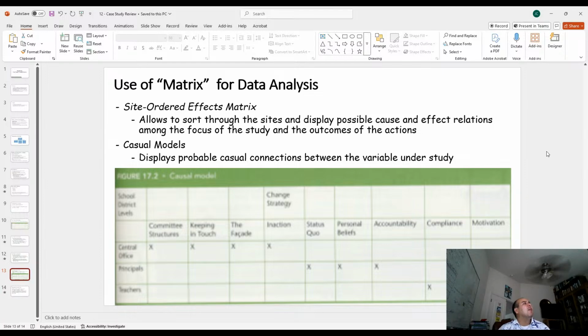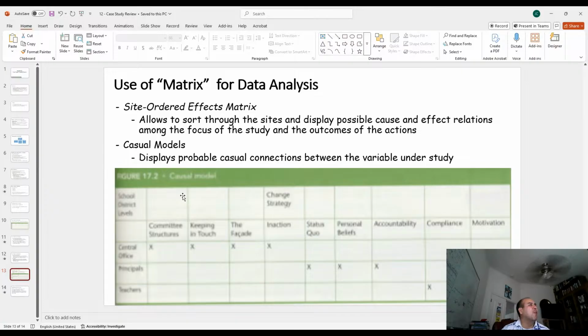Okay. The use of the matrix for data analysis. So when you have a site-ordered effect matrix, it allows you to sort through the sites and display possible cause-effect relationships among the focus of the study and the outcomes. Then you have causal models that display probable causal connections between variables of the study.